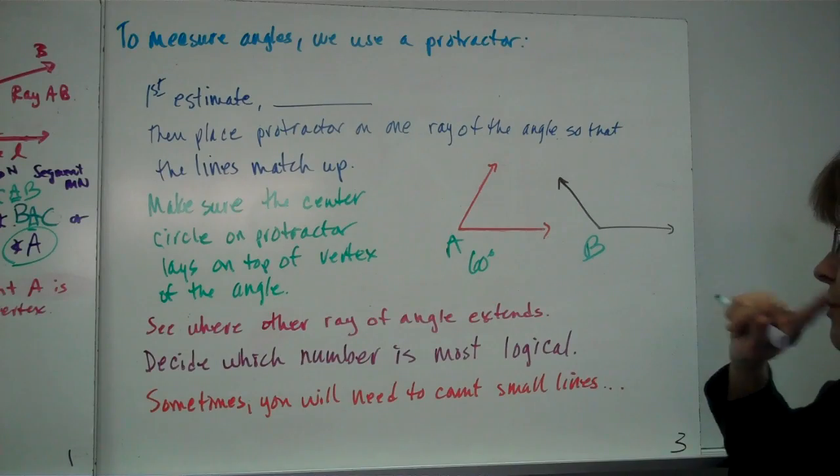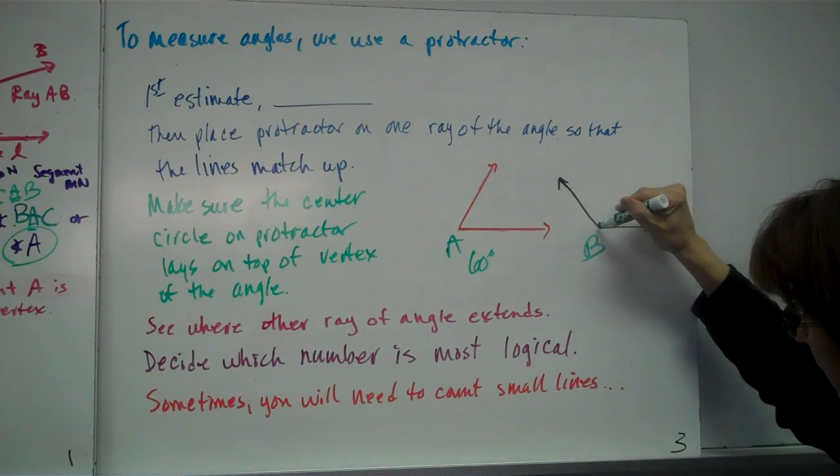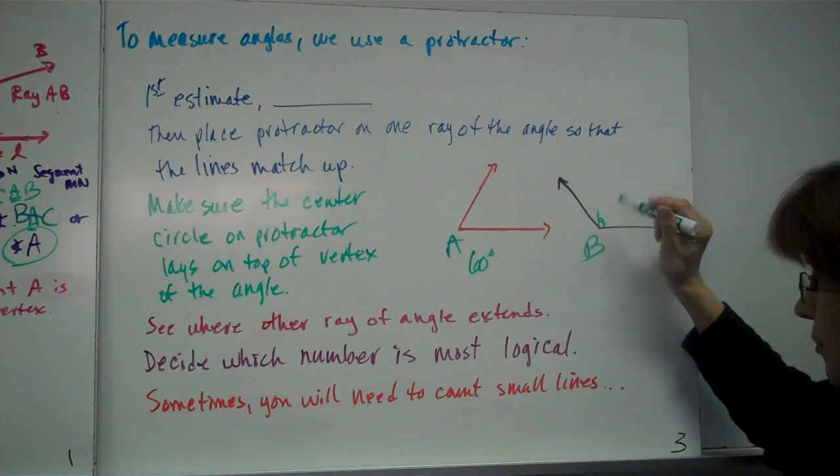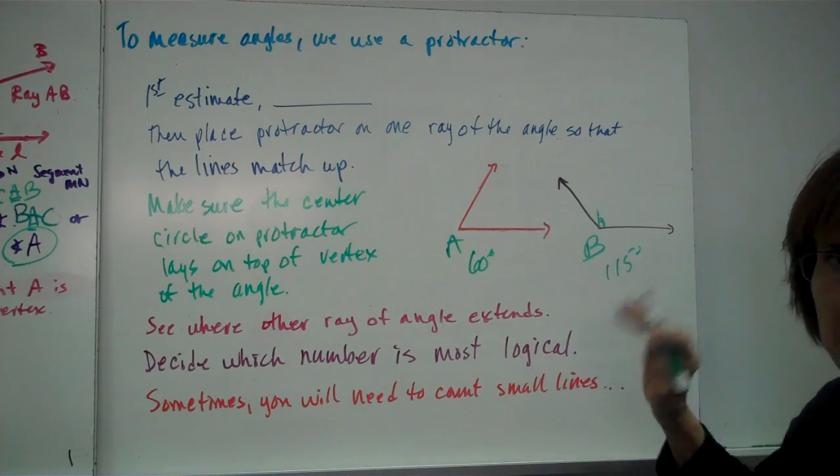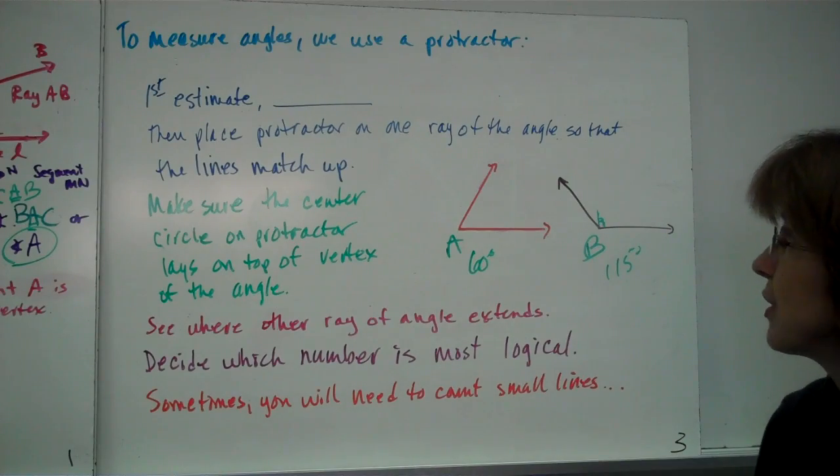Angle B, on the other hand, looks like more than 90 degrees. Looks like I can fit a little right angle in there, so I know it's more than 90 degrees. So I'm going to say 115. I don't know, just more than 90, but not that much more than 90.